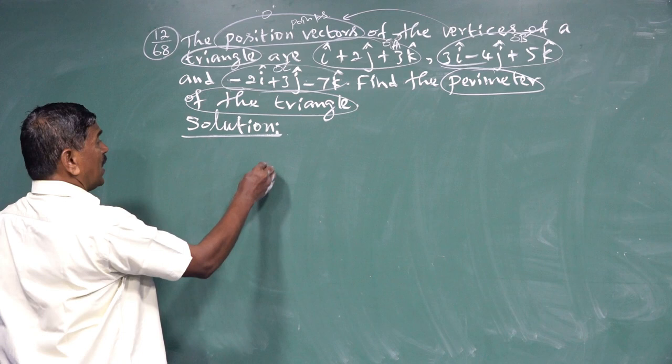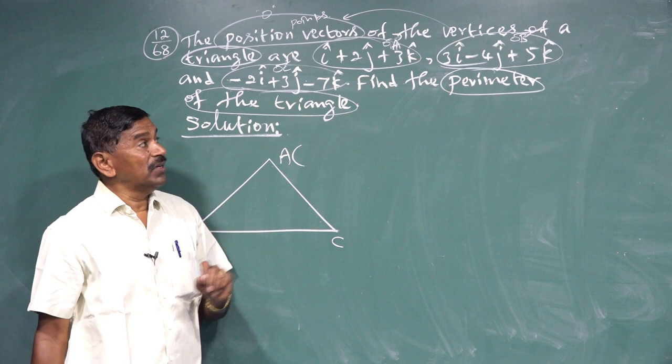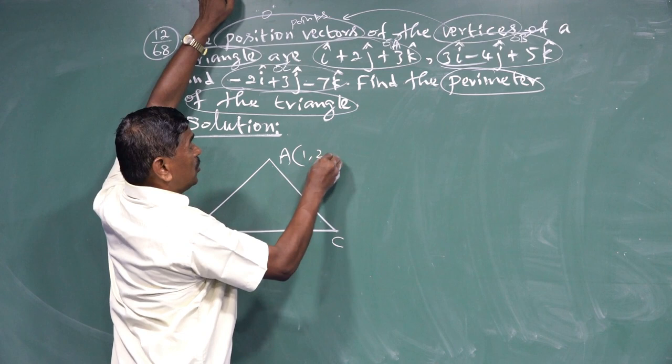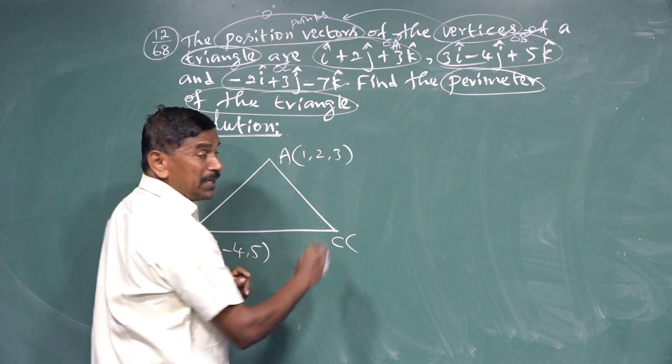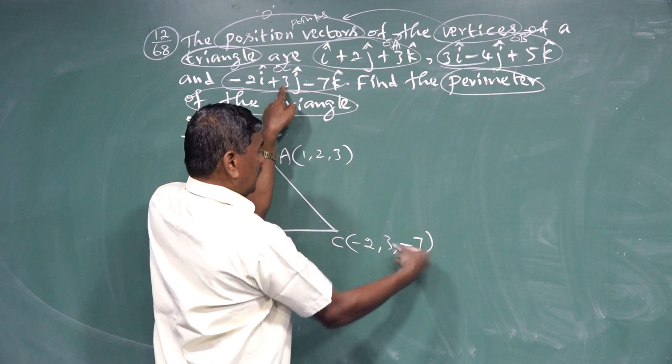Okay, first the keyword is a triangle. Let us draw the triangle. In triangle ABC, can you tell me A is a point of? Yes, vertices of the triangle given. So A is a point of 1, 2, 3. B is a point of 3, -4, 5. C is a point of -2, -3, -7. And let O be the origin.